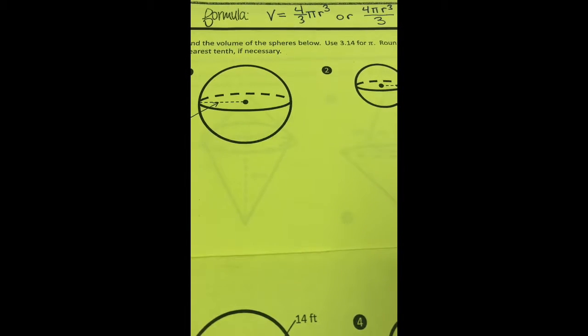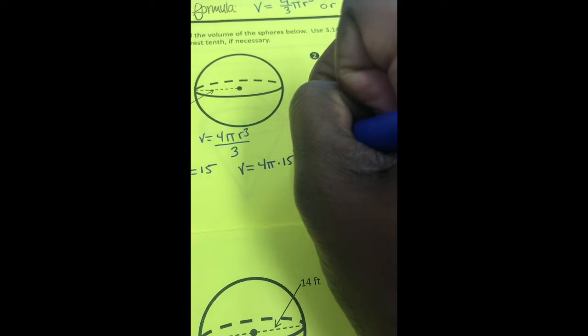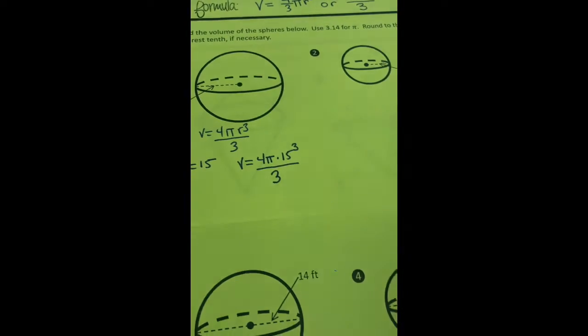Find the volume of the spheres below. Use 3.14 for pi. Round to the nearest tenth if necessary. So I'm going to rewrite my formula. 4 times pi times r cubed all over 3. The radius in this problem is 15. And that's all we're plugging in. So this form is pretty easy. So at the top, I'm going to have 4 times pi times 15 to the third power. And then I'm going to divide it all by 3.